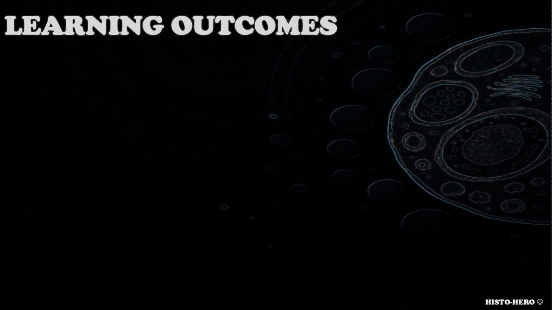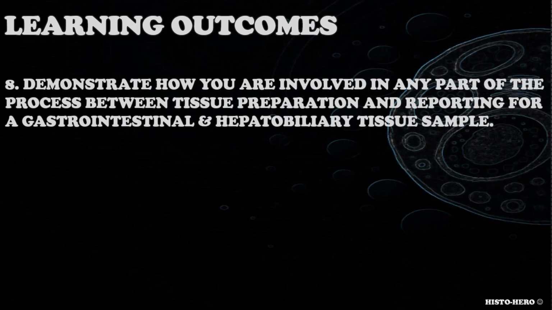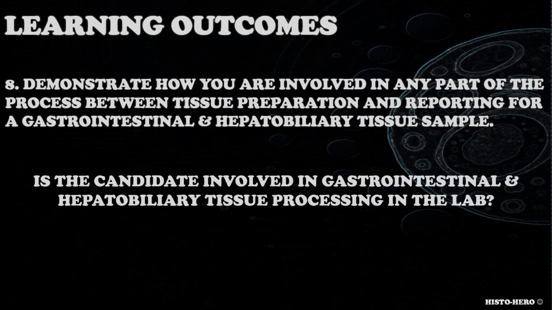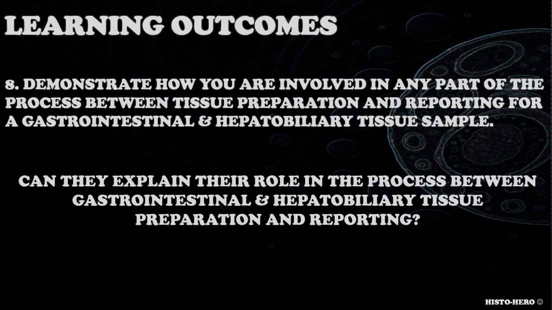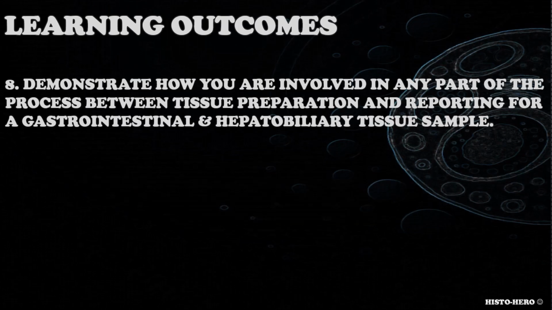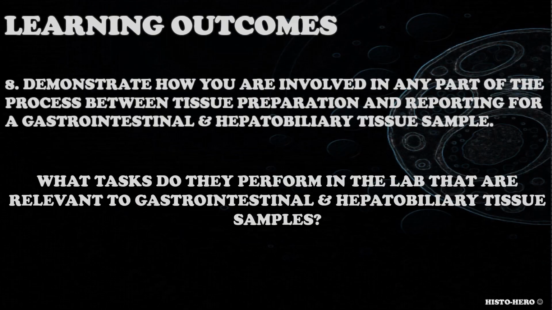The eighth learning outcome is, demonstrate how you are involved in any part of the process between tissue preparation and reporting for a gastrointestinal and hepatobiliary tissue sample. The candidate needs to demonstrate their involvement in gastrointestinal and hepatobiliary tissue processing in the lab. Is the candidate involved in this tissue processing? Can they explain their role in the process between tissue preparation and reporting? What tasks do they perform in the lab that are relevant to gastrointestinal and hepatobiliary tissue samples?